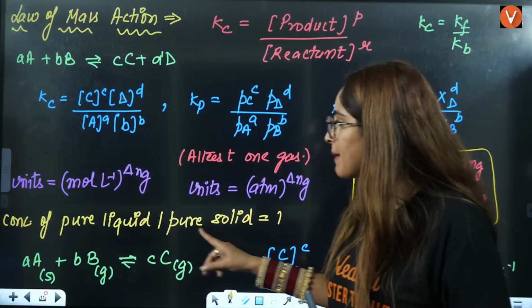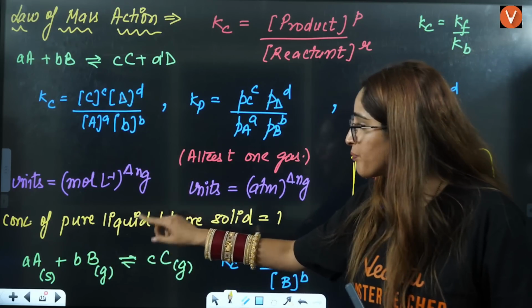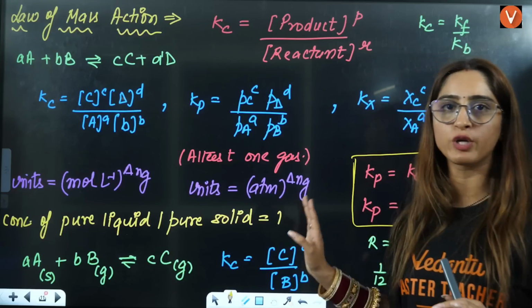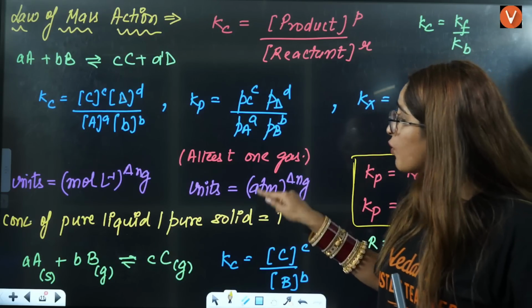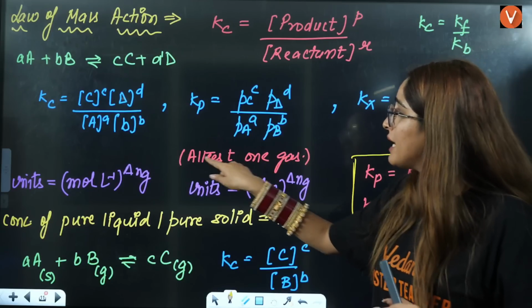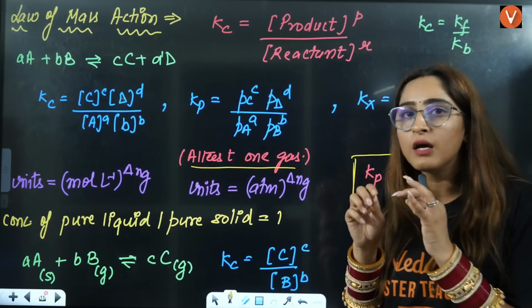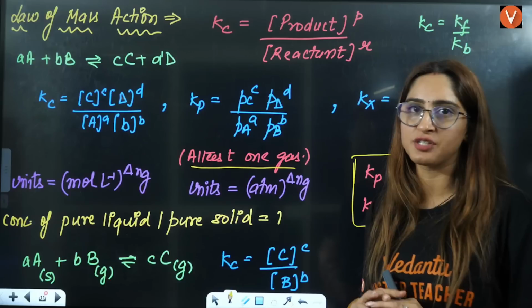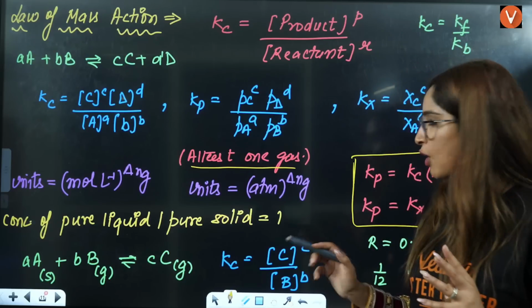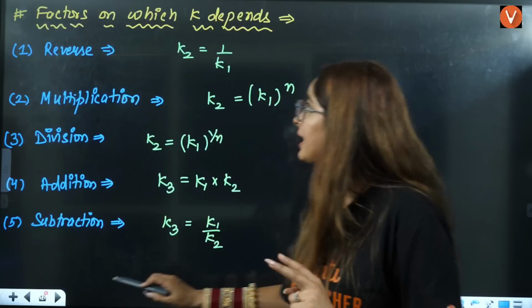Right now, one thing to remember here is that the concentration of pure liquid and pure solid is always going to be 1. And you can only get the Kp value if at least one reactant or product is gaseous. Only then is that possible. Okay? Understood?